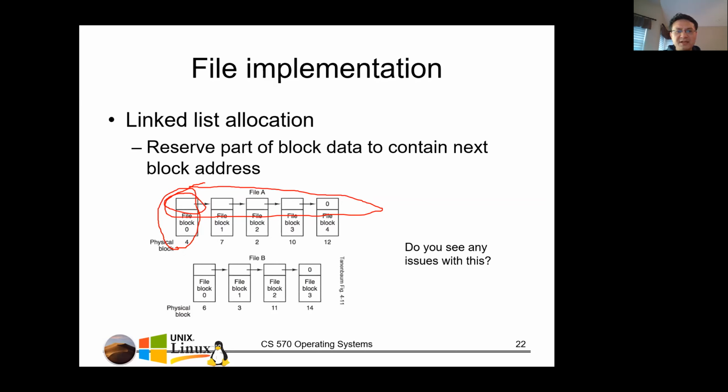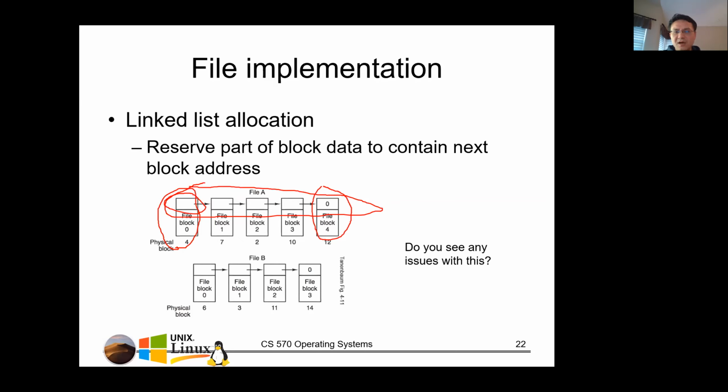So with this scheme, we talk about no space being lost to disk external fragmentation, except for internal fragmentation in the last block. So you could still have some wasted space in the last block. But with this linked list scheme, do we see any issues here?